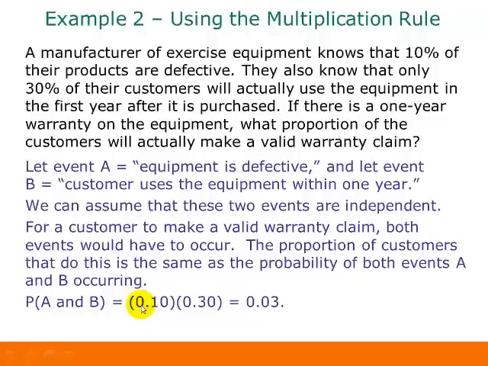So we have 0.10, which is the same as 10%. That's our probability of event A. And 0.30, which is the same as 30%. That's our probability of event B. We multiply those two together and get 0.03.